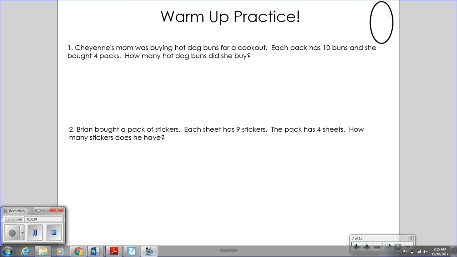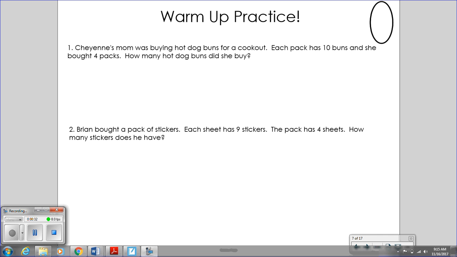Alright, our first problem. Again, Cheyenne's mom was buying hot dog buns for a cookout. Each pack has 10 buns, and she bought 4 packs. How many hot dog buns did she buy? What are we counting? What is my unit for this problem? Eva, what am I counting? Hot dog buns. I am counting hot dog buns.